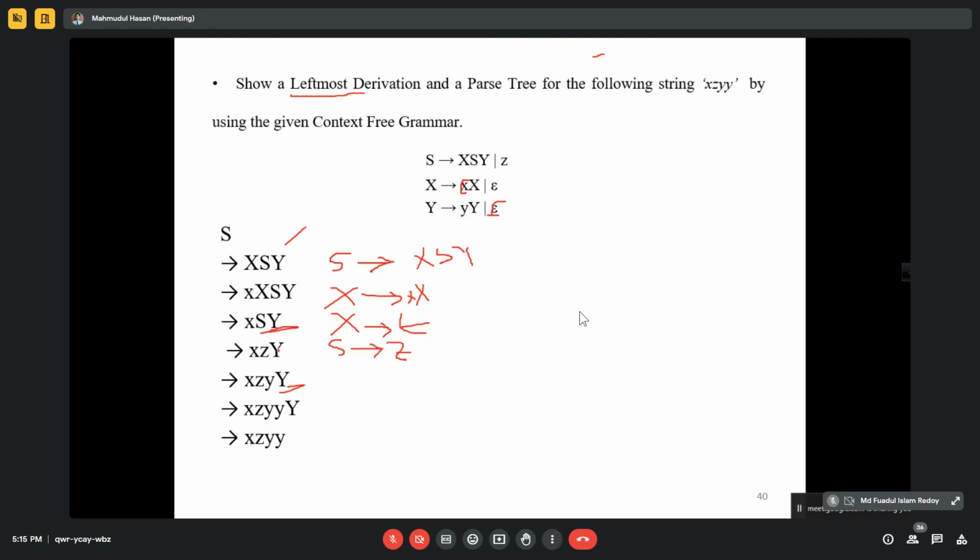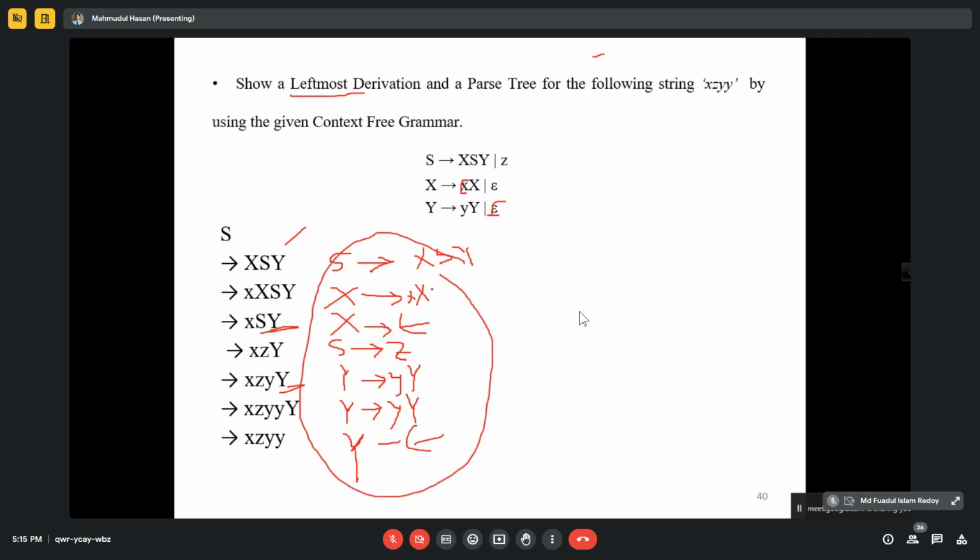Then Y2, Y. Then again Y2, Y. Then Y2 actually epsilon. So those production rules here we used to generate this input.